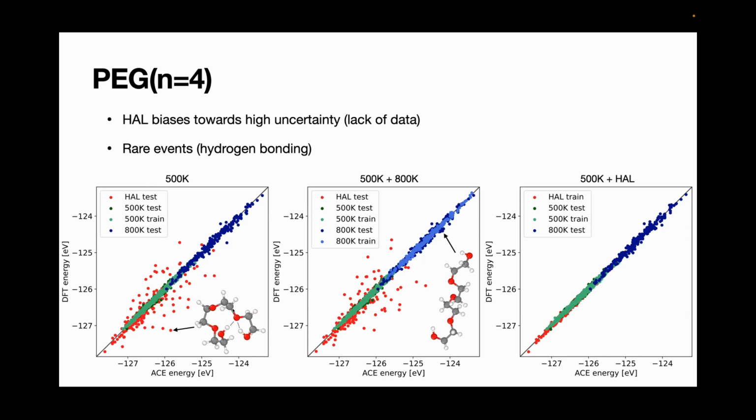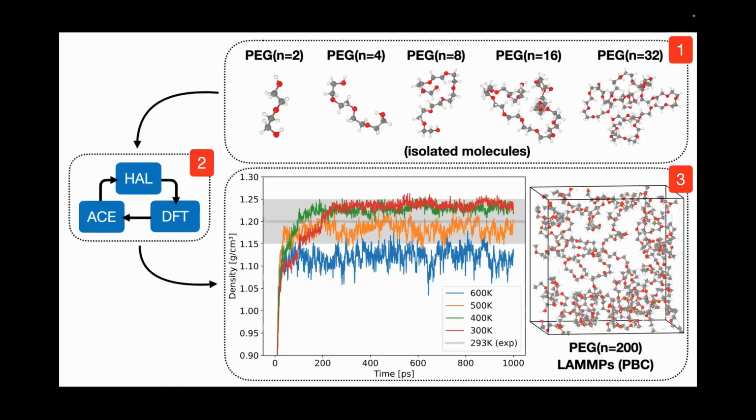And these are rare events, effectively, that you'll have to try and find using this hyperactive learning, and hyperactive learning biases you towards it, in turn helping you find these configurations. Then here on the right, we show that if you add some other high temperature data, that doesn't really help. And really the only way to get low errors on these configurations is to actually add them to your training database, and therefore you should use HAL to build your training database.